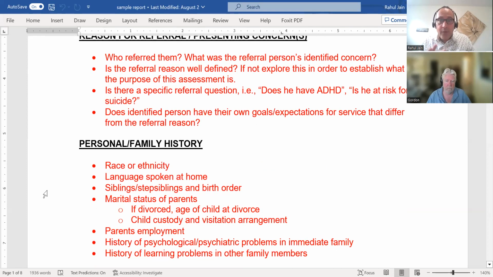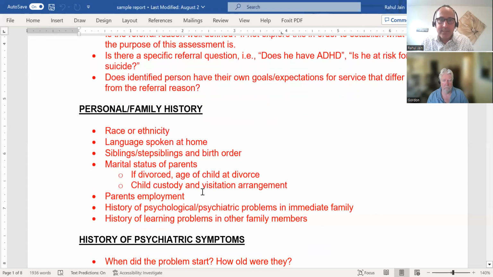Then personal or family history. This is a very in-depth section, but you don't have to go into great depth. Usually the questions I might ask are parents' marital status if it's a child, or their marital status if it's an adult. And one of the most important questions here is history of psychological or psychiatric concerns in the immediate family. This is an important question to ask. If it's a child, it's also very important to ask about custody and guardianship.